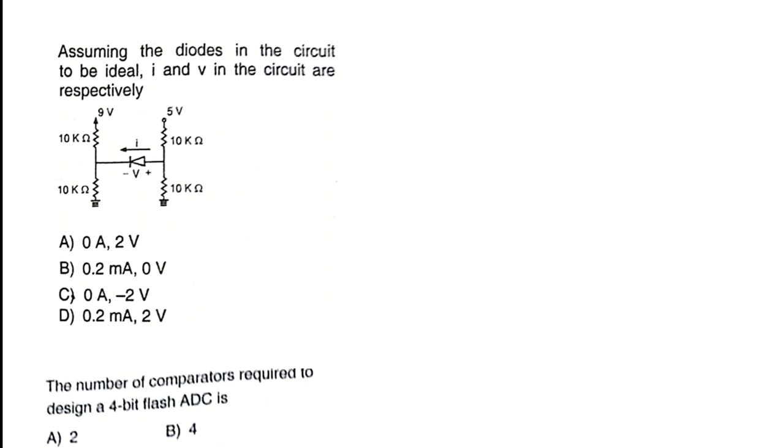Let's continue the previous assistant engineer electrical question paper. Now the subject which I am discussing here is analog electronics. So analog electronics, the first question here it is. The question: assuming the diodes in the circuit to be ideal, the I and V in the circuit are respectively. So here we need to find the values of voltage and current.